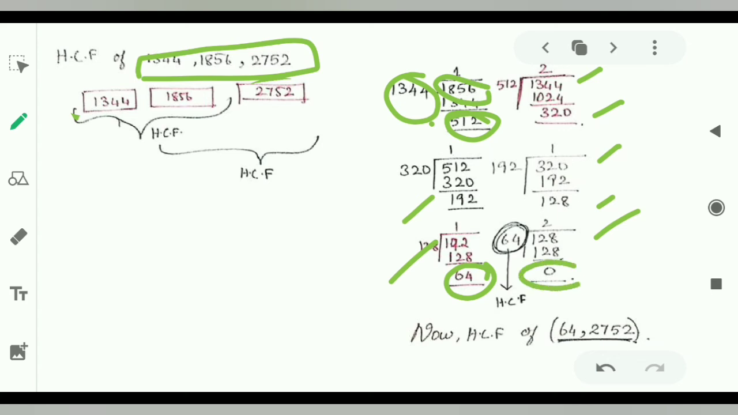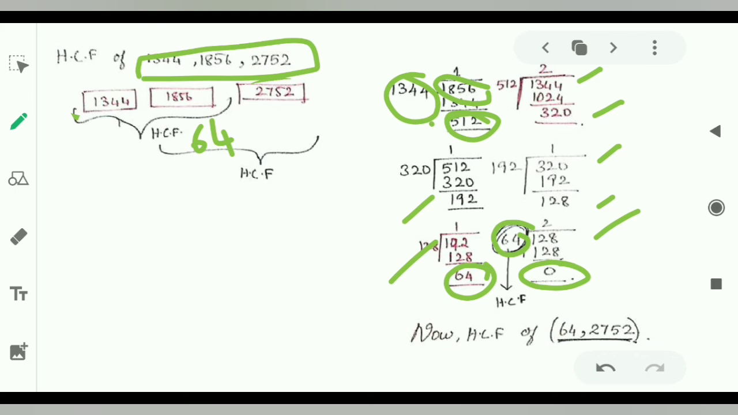Okay, now we have successfully got remainder as 0. It means we are going to stop the process, and we have found the HCF. HCF is nothing but the last divisor. Last divisor here is 64. So we have found now 64.